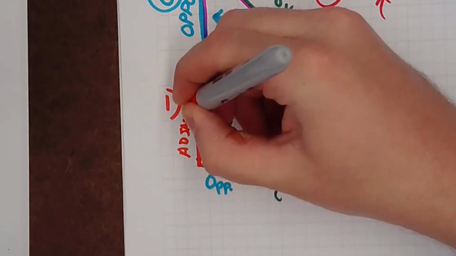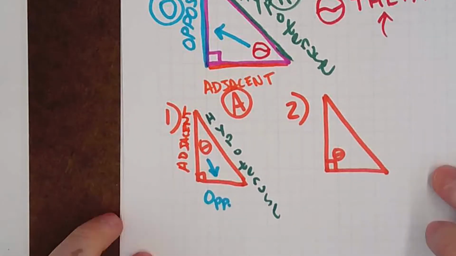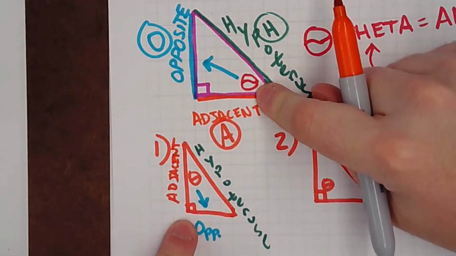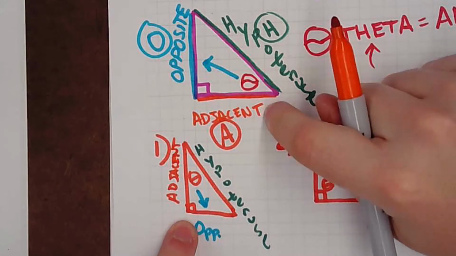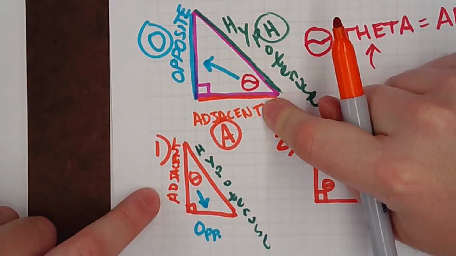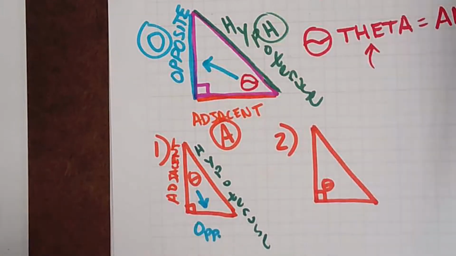As you can tell, depending on where theta is, things change, right? Adjacent was down here, and now it's over here. It's because the angle that I've chosen to call theta is in a different spot. So you have to look at that angle. We call that angle a reference angle because you have to reference it to figure out what sides are what.